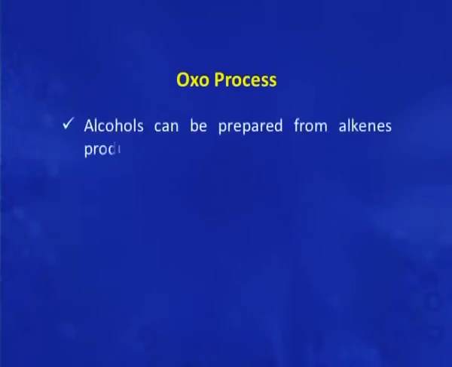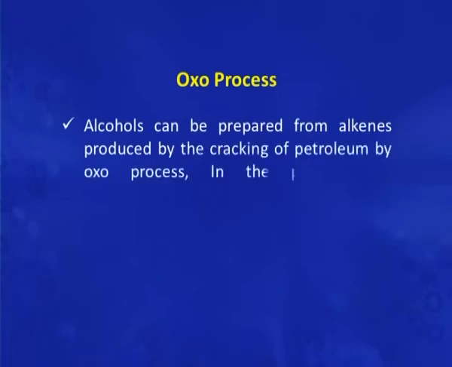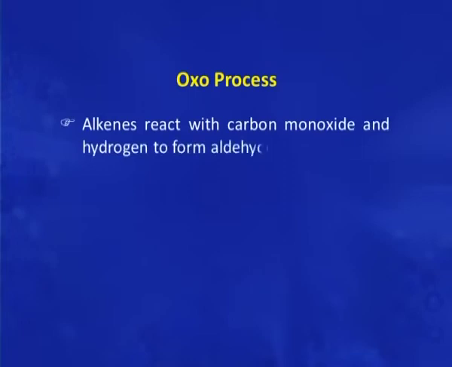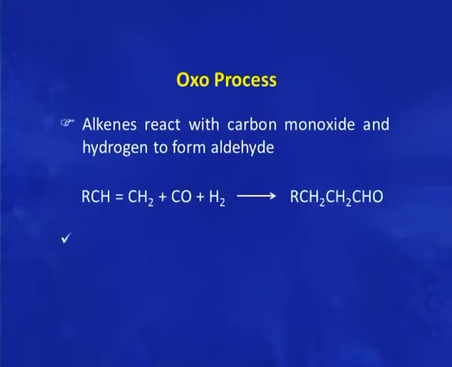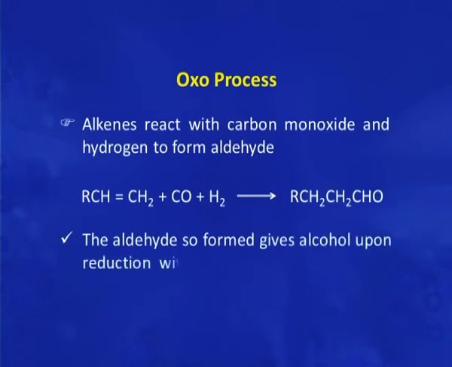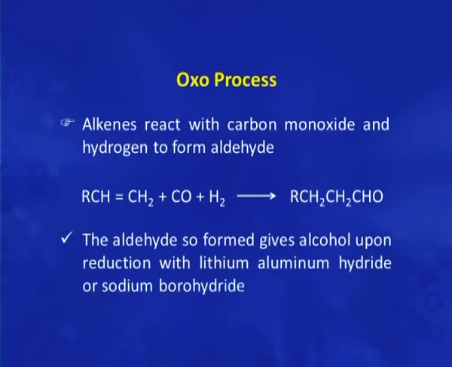The oxo process. The alcohols can be prepared from alkenes produced by the cracking of petroleum by oxo process in the presence of octacarbonyl dicobalt catalyst. Alkenes react with carbon monoxide and hydrogen to form aldehyde, and the aldehyde so formed gives alcohol upon reduction with lithium aluminium hydride or sodium borohydride.